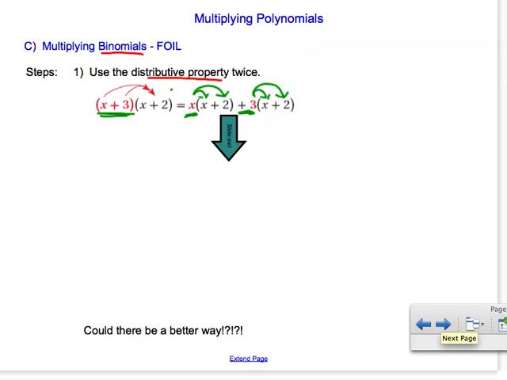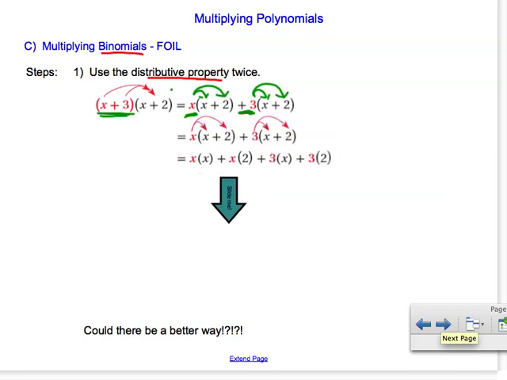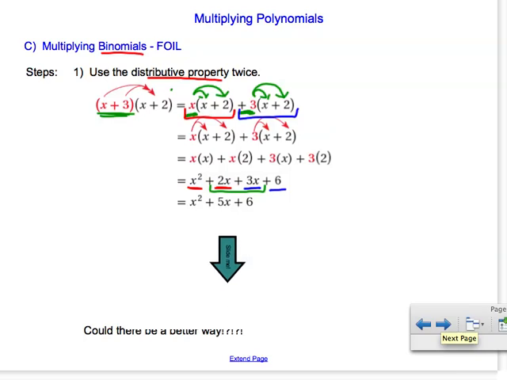Okay, so then we're going to do the distributive property twice. We're going to get x squared plus 2x from this part here. We're going to get 3x plus 6 from that second piece there. And then we should see that there's one more step. I can put these two together, and I will end up with x squared plus 5x plus 6.